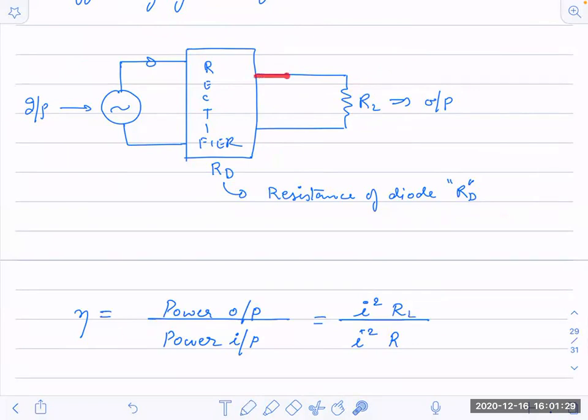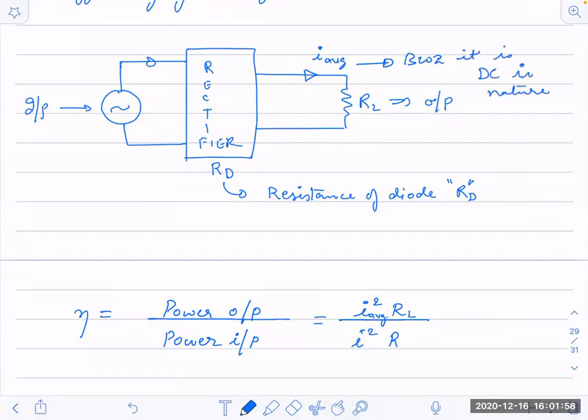And because rectifier gives me DC, this has to be the I average value. Why are we using the average? Because this is a DC current, so we will take only the average value. So this becomes an average value, because it is DC in nature.